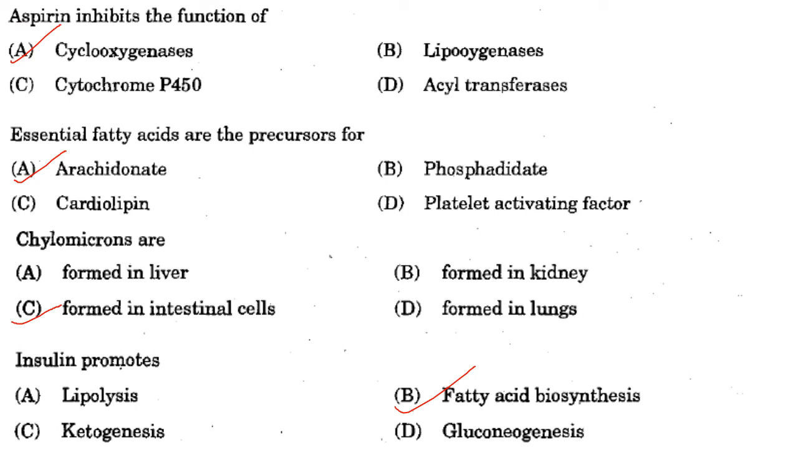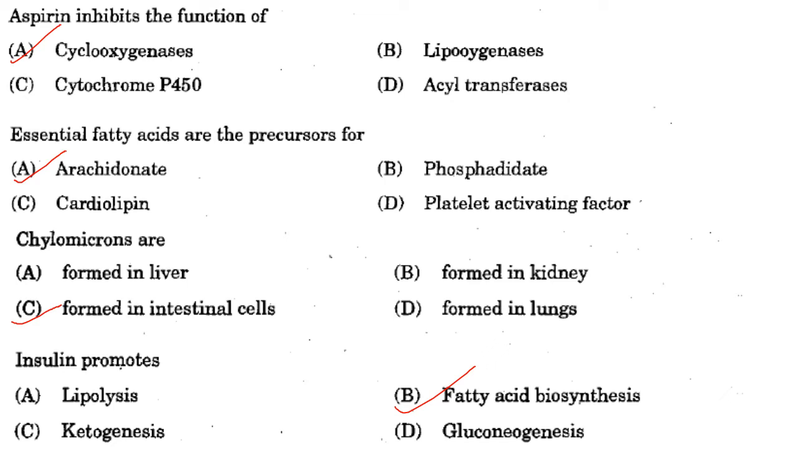Then next one. Aspirin inhibits the function of. Now cyclooxygenases lead to the formation of prostaglandins that cause inflammation, swelling, pain and fever. So aspirin inhibits the function of cyclooxygenases because cyclooxygenases lead to the formation of prostaglandins that result in inflammation, swelling and pain and fever.